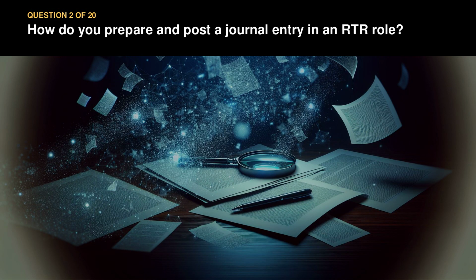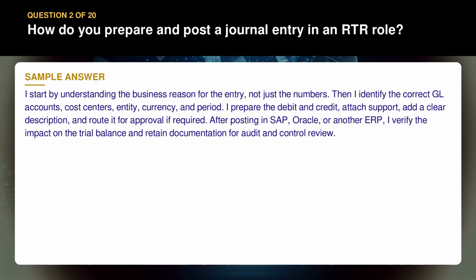Question 2. How do you prepare and post a journal entry in an RTR role? I start by understanding the business reason for the entry, not just the numbers. Then I identify the correct GL accounts, cost centers, entity, currency, and period. I prepare the debit and credit, attach support, add a clear description, and route it for approval if required.